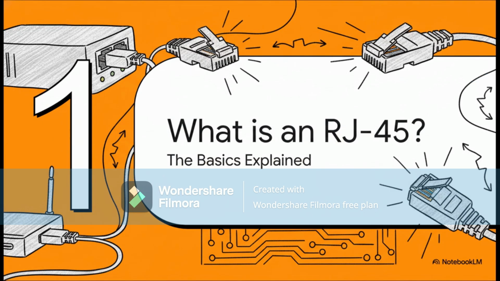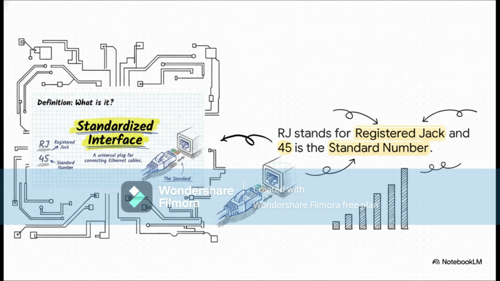All right, first things first, let's pull back the curtain on this little piece of tech. Just what in the world is an RJ45? You know, the name RJ45 might sound like some kind of secret agent code, but it's actually way simpler than that. The RJ just stands for Registered Jack, which basically means it's an official, standardized design that everyone agrees on. And the 45? That's just its number in the official list. See? Not so mysterious after all.